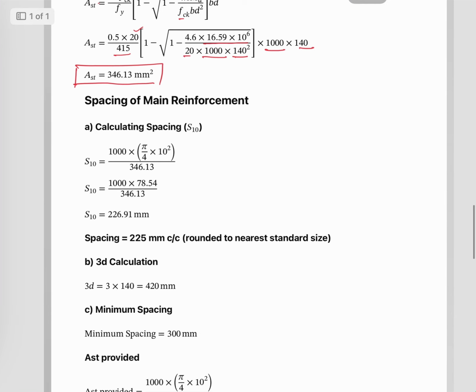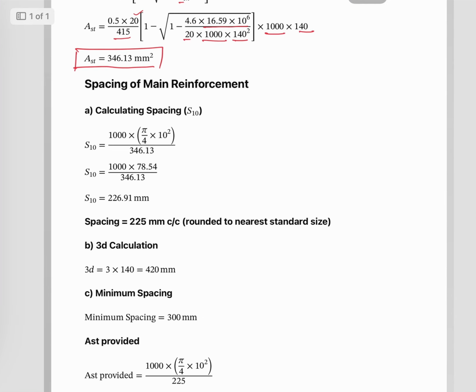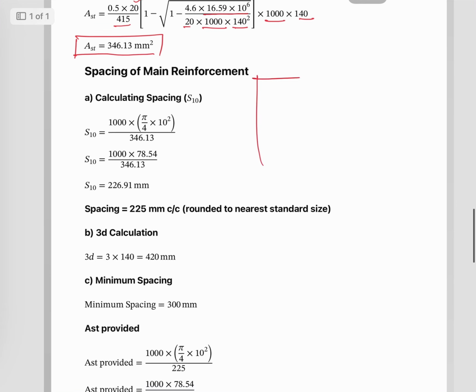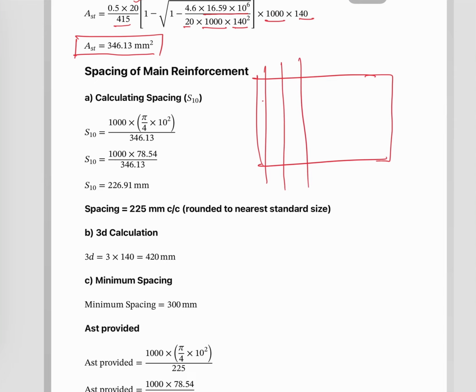Now, after getting the area of steel, you need to identify at what space you can provide the main reinforcement. Let's consider this is your slab area. This is your first steel bar, this is your second steel bar, third. But what is the spacing distance between these? This you need to calculate. Based on that, you can distribute them and you can calculate the number of bars also, right?